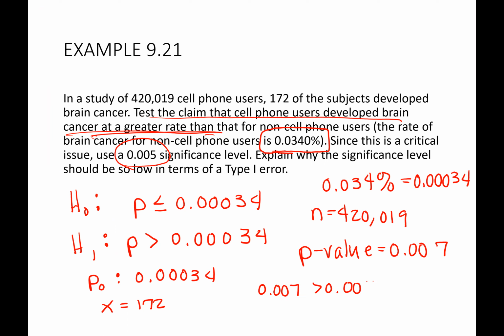Since the p-value of 0.0073 is greater than our alpha, 0.005, we cannot reject the null hypothesis. Therefore, we conclude, we truly do conclude, that my computer is having a spasm.